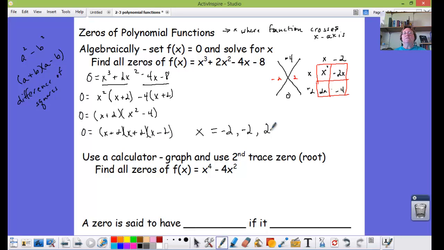Another way of writing this is saying that you have x equal to negative 2 with a multiplicity of 2. That just means it's a root that happens twice, and you have 2. I'm going to ask you to come down here and just put that little information in, because that's where it's supposed to go. A 0 is said to have multiplicity if it occurs more than once.